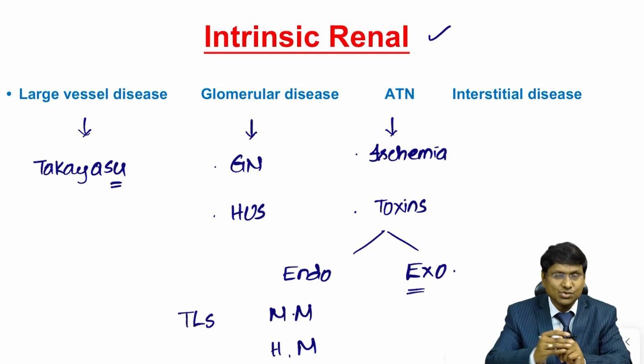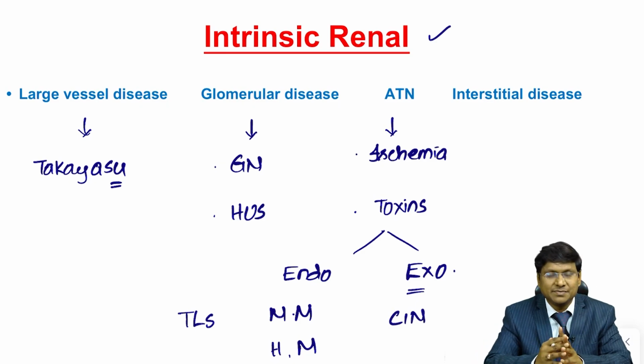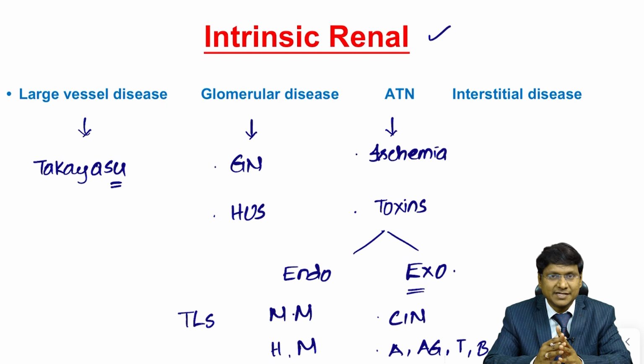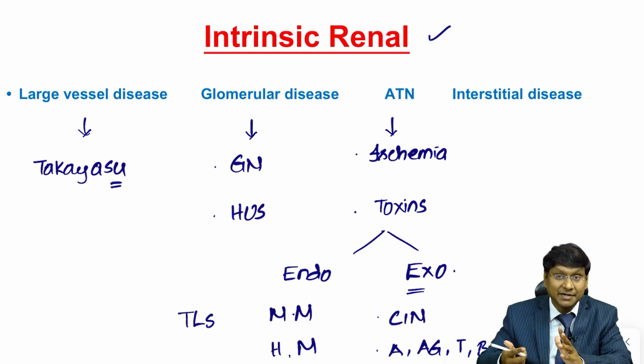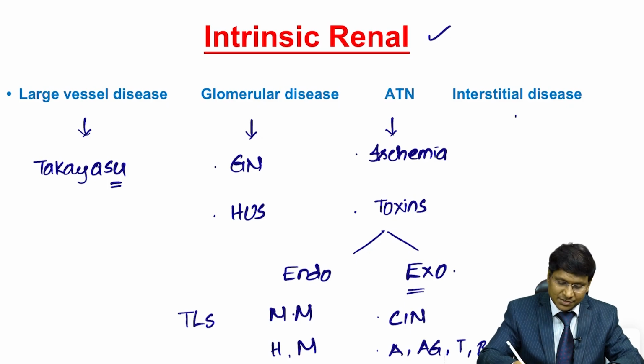Then exogenous toxins are mainly the drugs, and these drugs include, number one, the contrast material used for diagnostic purposes, that is contrast induced nephropathy. Then we have many antibiotics like amphotericin B, then aminoglycosides, antiviral drugs like tenofovir, then the drugs used in the treatment of osteoporosis, that is bisphosphonates, then the antibiotics like cephaloridine, next colistin. These are the exogenous toxins which can cause acute tubular necrosis. Then what are the interstitial diseases?